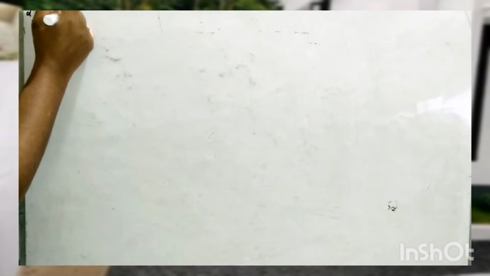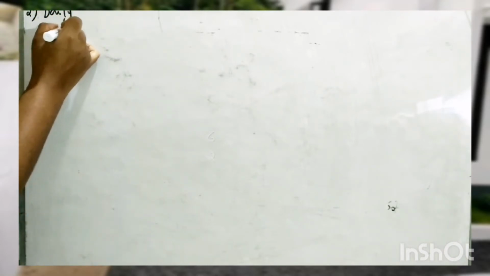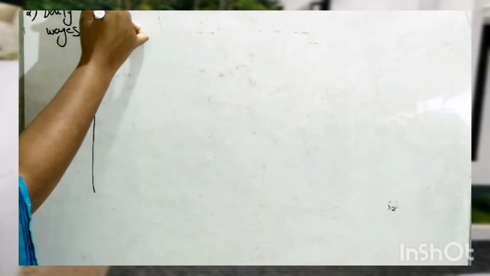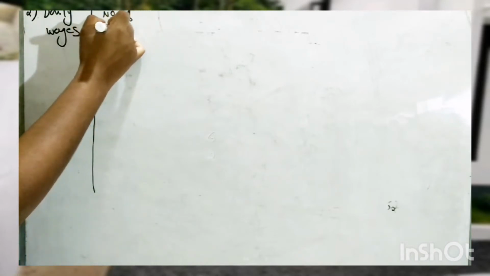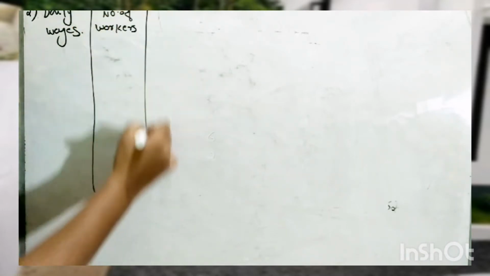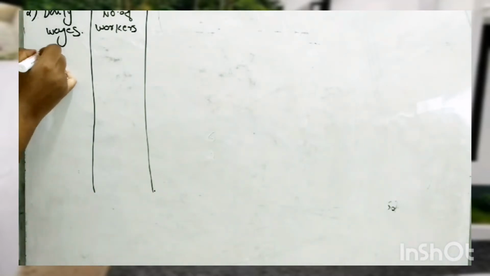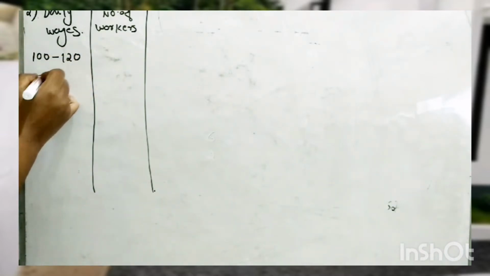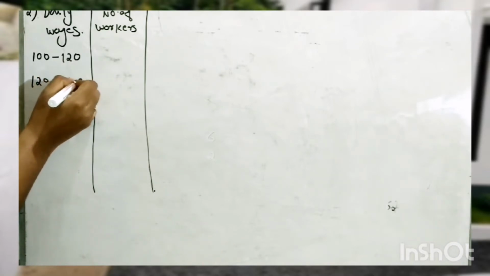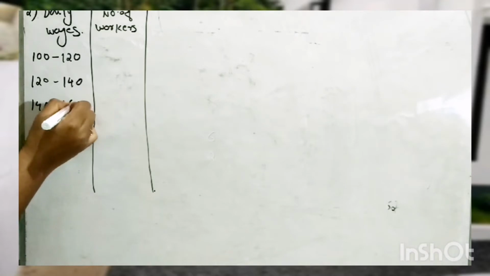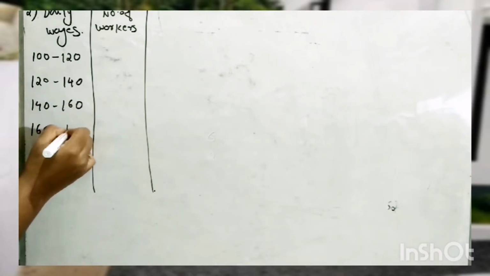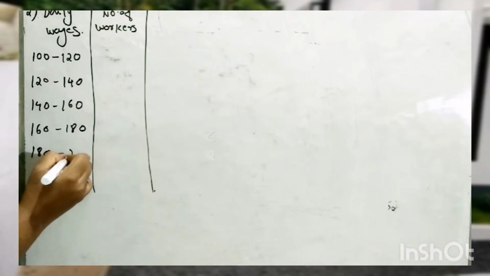So here I am going to use the assumed mean method. The given information is daily wages and number of workers. The daily wages: 100 to 120, 120 to 140, 140 to 160, 160 to 180, 180 to 200.